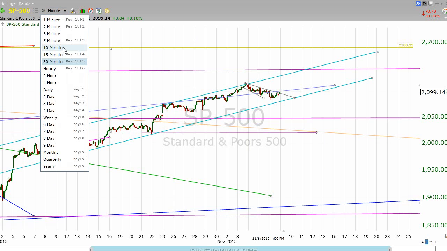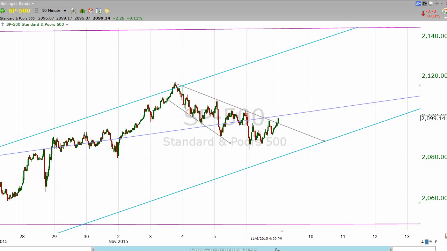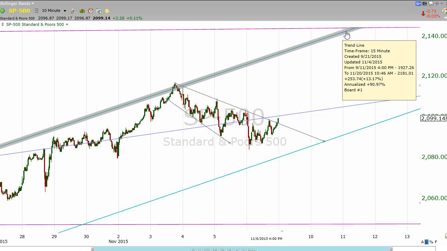And if we look in a little bit closer, you can also see that coming off that tag on resistance, we started to sell back down, and maybe on Friday we started to see a hint that we are now ready to break out over this line and start the move back up to our resistance line.